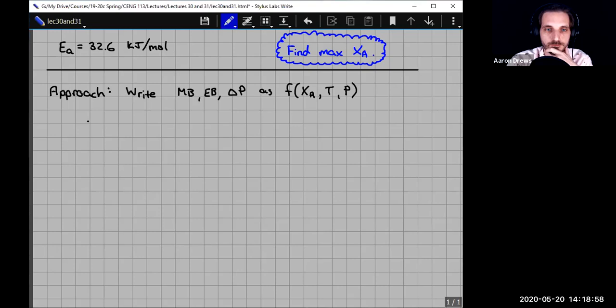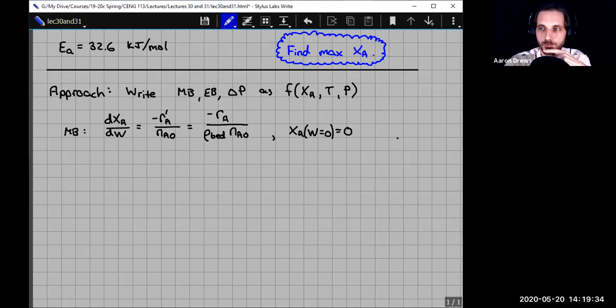So our material balance will be on the conversion of A, which is dXA/dW, will be equal to minus RA prime divided by NA0, where again, the prime mark is telling us this is the same as RA divided by rho bed, and then of course multiplied by NA0 again. This is subject to an initial condition, which is that XA at the entrance to the bed is going to be zero. In your book, this is equation 10.2. So this is one of our special case equations, right? This is the material balance that was originally written for A, now rewritten in terms of the conversion of A.